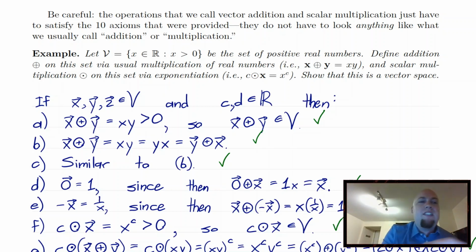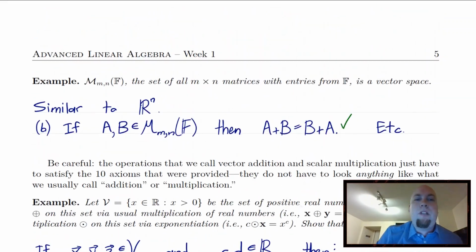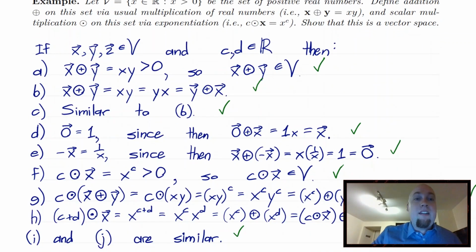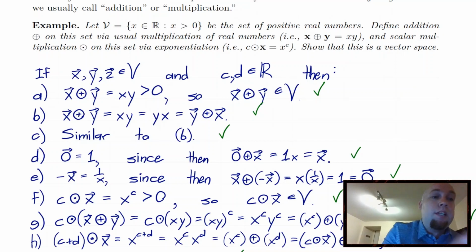A lot of the time we just take them for granted. For example, if we're working with matrices, we just assume that addition is usual addition and scalar multiplication is usual scalar multiplication. But we can define them in weirder, different ways if we want to, okay? They are package deals with the vectors in that set.